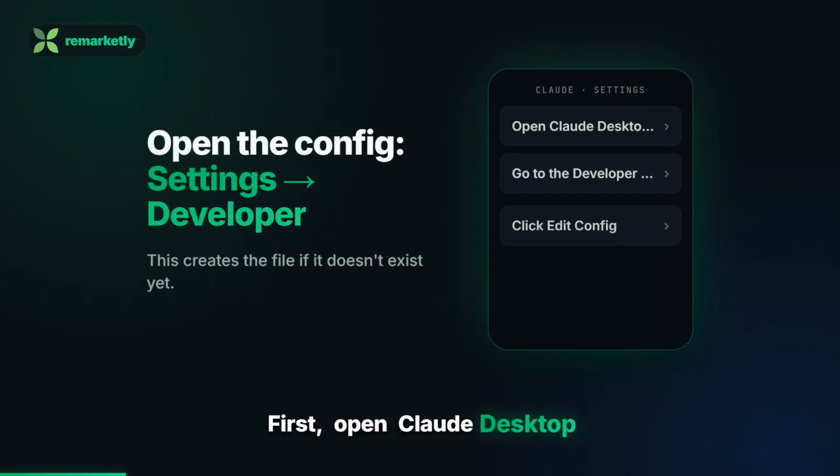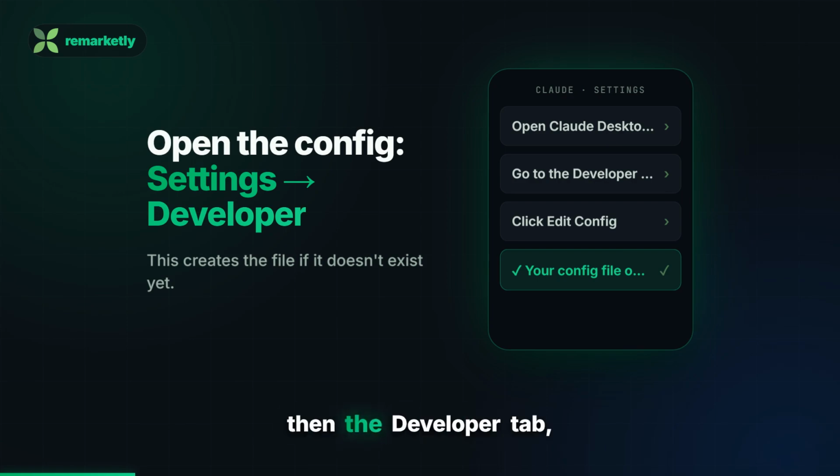First, open Claude Desktop and go to Settings, then the Developer tab, and click Edit Config. That opens the config file that tells Claude which servers to run. If the file doesn't exist yet, this creates it for you.